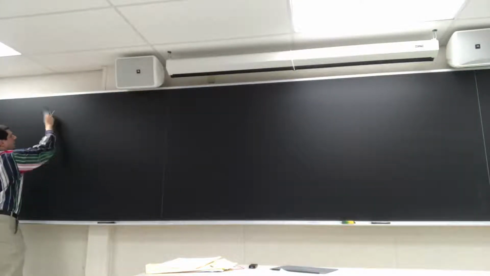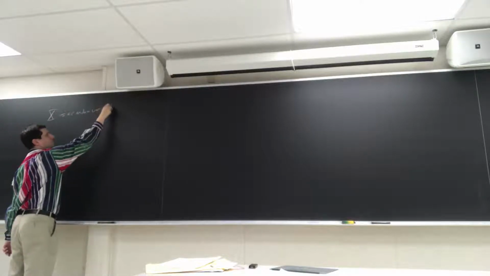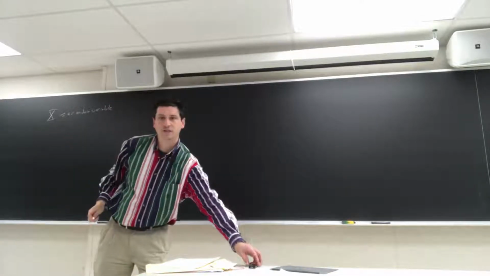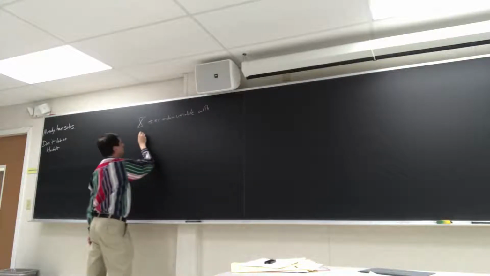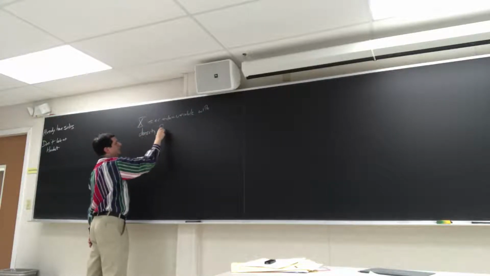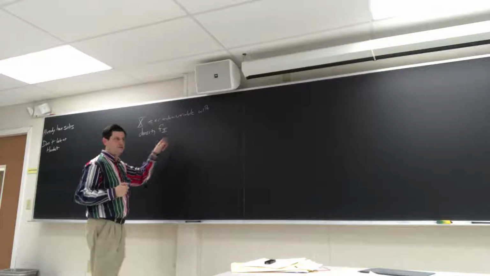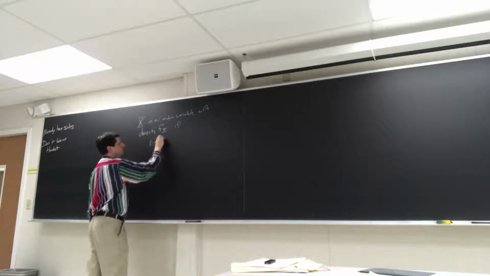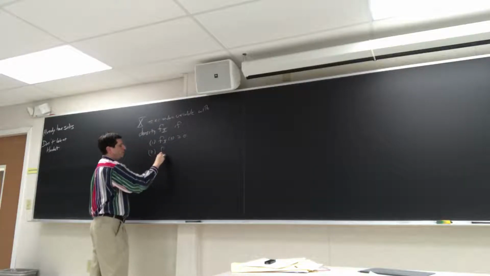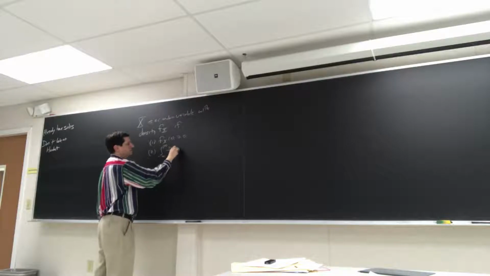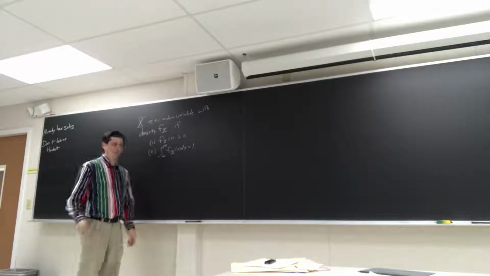So we say x is a random variable with density f of x. I'm putting the subscript x to remind ourselves that the density is coming from the random variable x if the following is true. F of x at any point x is greater than or equal to 0. The integral from minus infinity to infinity of f of x dx equals 1. So you never have negative probabilities.